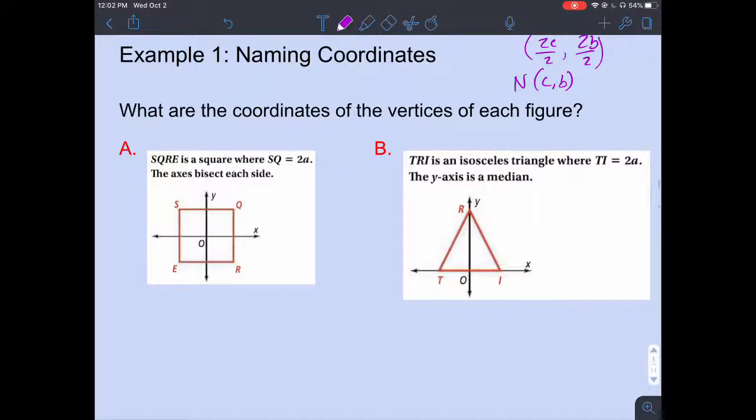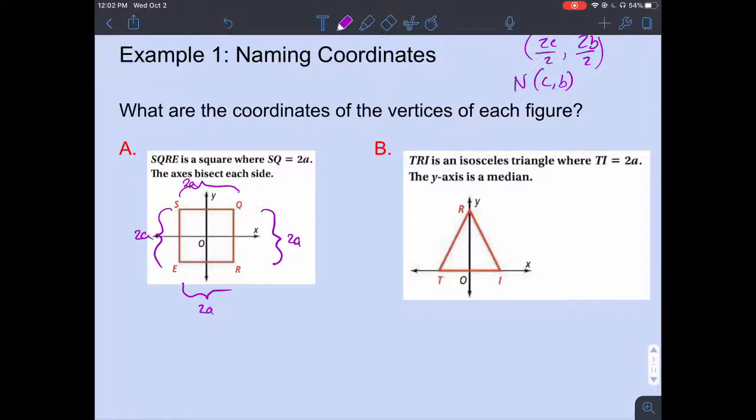Naming coordinates. So what are the coordinates of the vertices of each figure? So let's take a look here. For A, they give us that SQRE is a square where SQ is equal to 2A. The axes bisect each side, which means cut in half. So the full length from here to here is 2A. Now if it's a square, that means the length from here to here is also 2A, 2A, and 2A.